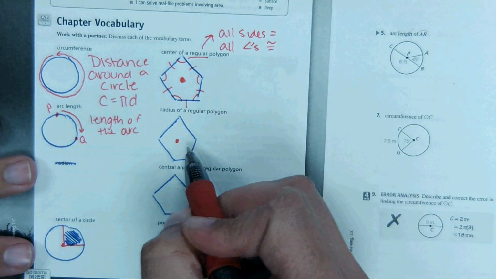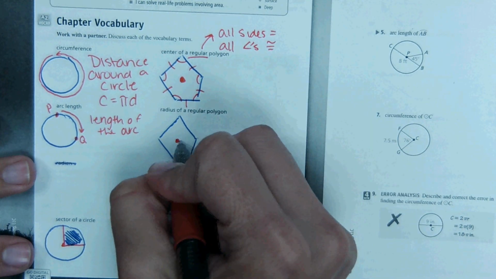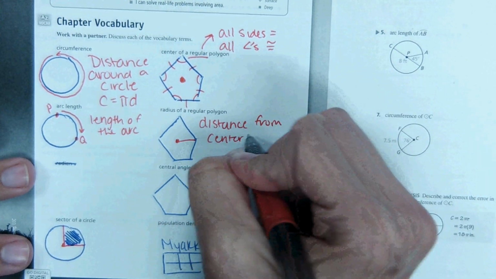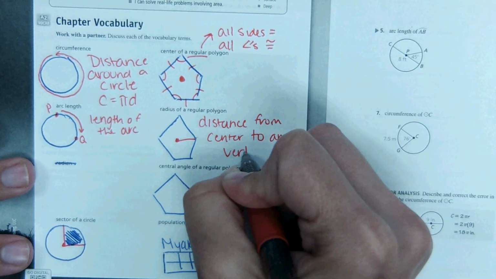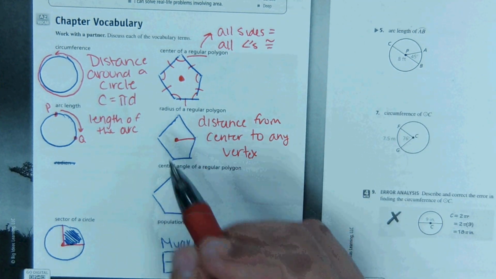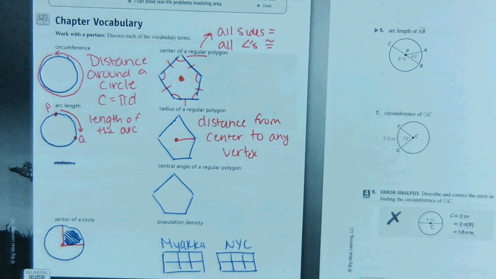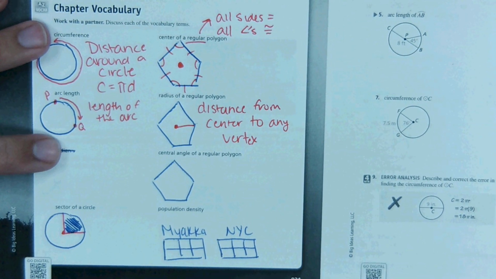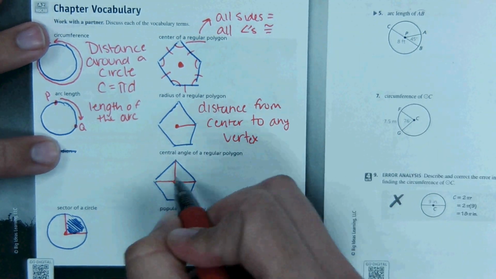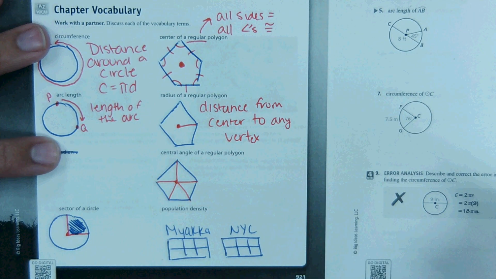Then radius of a regular polygon is exactly what it sounds like. Sometimes I second guess whether you're supposed to draw it to the corner or like the side, but it's the corner. So distance from center to any vertex. Because again, it's regular, so all the sides and angles are the same, so it doesn't matter where you draw it to. It's going to be the same length.